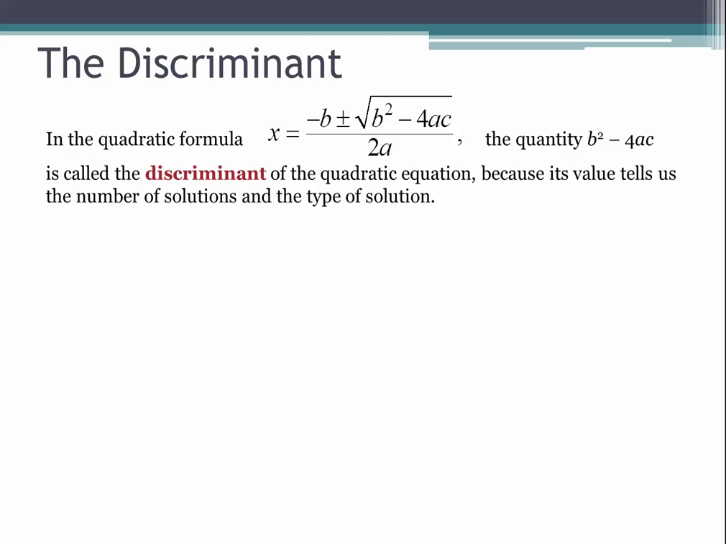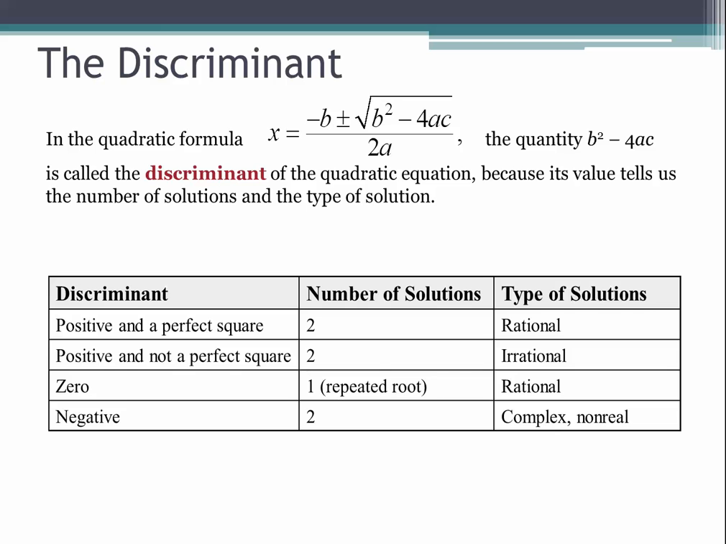Its value tells us the number of solutions and the type of solutions. Keep in mind, the discriminant does not give you the solutions. It only tells you if a solution exists. If the discriminant is positive, you're going to have 2 solutions. If the discriminant is a positive perfect square, you will have 2 rational solutions. If it's positive but not a perfect square, you will have 2 irrational solutions.